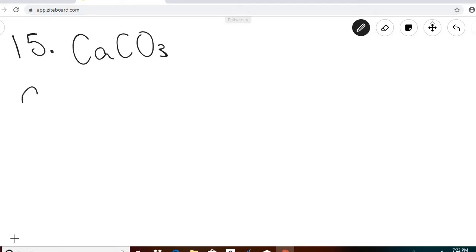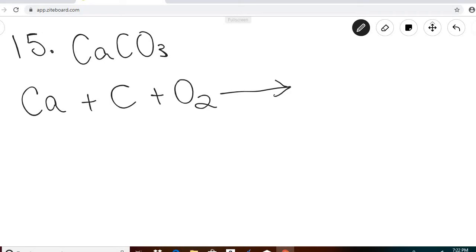To make that product, we're going to combine calcium plus carbon plus oxygen. You have to remember that oxygen is a homonuclear diatomic, so it's going to be O2, and that's going to produce CaCO3.